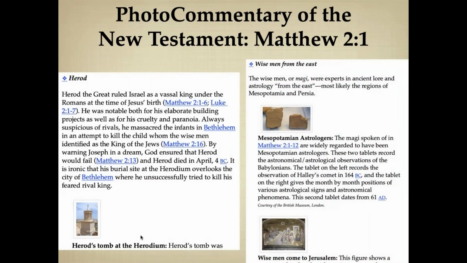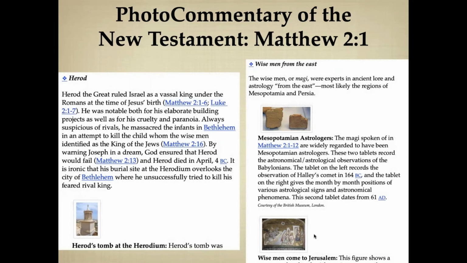It talks about the wise men. How do we illustrate the wise men from the east? Well, one way is to say that they were probably from the regions of Mesopotamia and Persia. And we've even got here tablets that talk about astrology. And the left one actually records the observation of Halley's Comet in 164 BC. Now, these are later tablets, but the point is they're from this area of Mesopotamia where they wrote quite a bit on the stars. They observed the stars in quite a bit of detail.